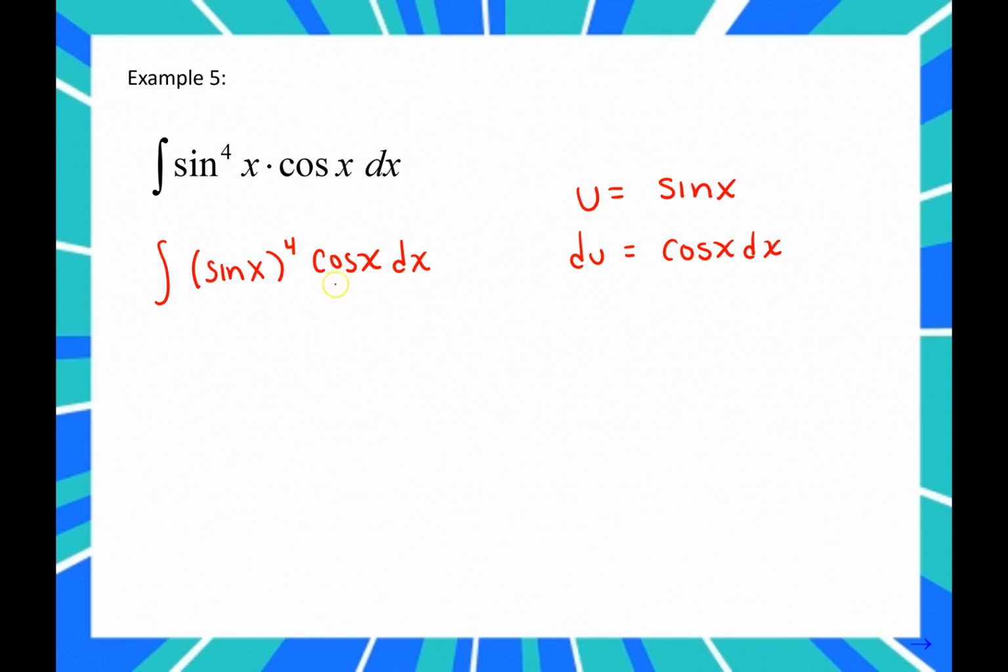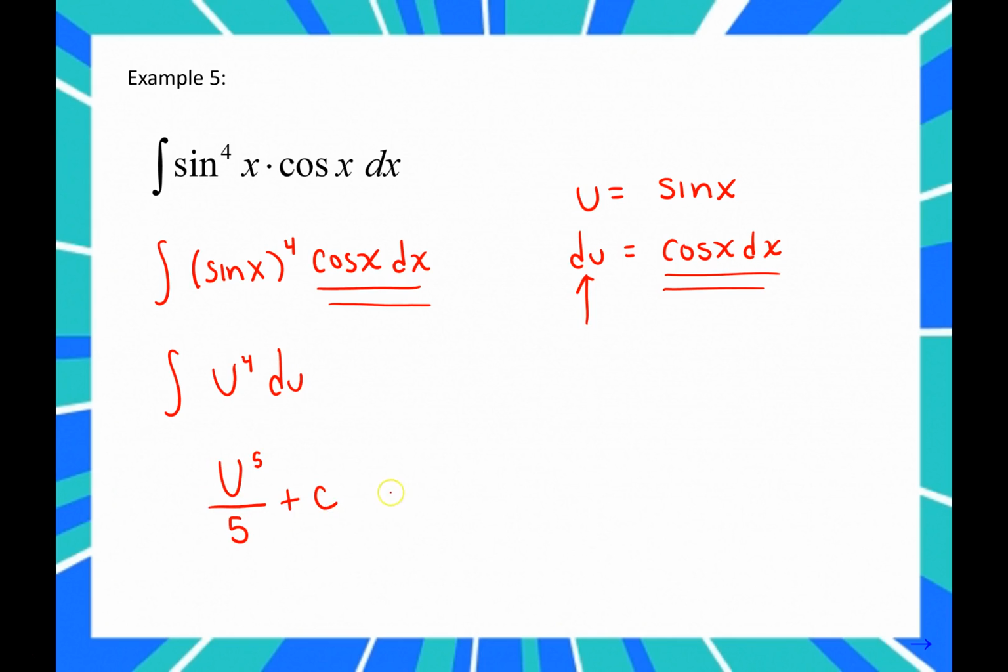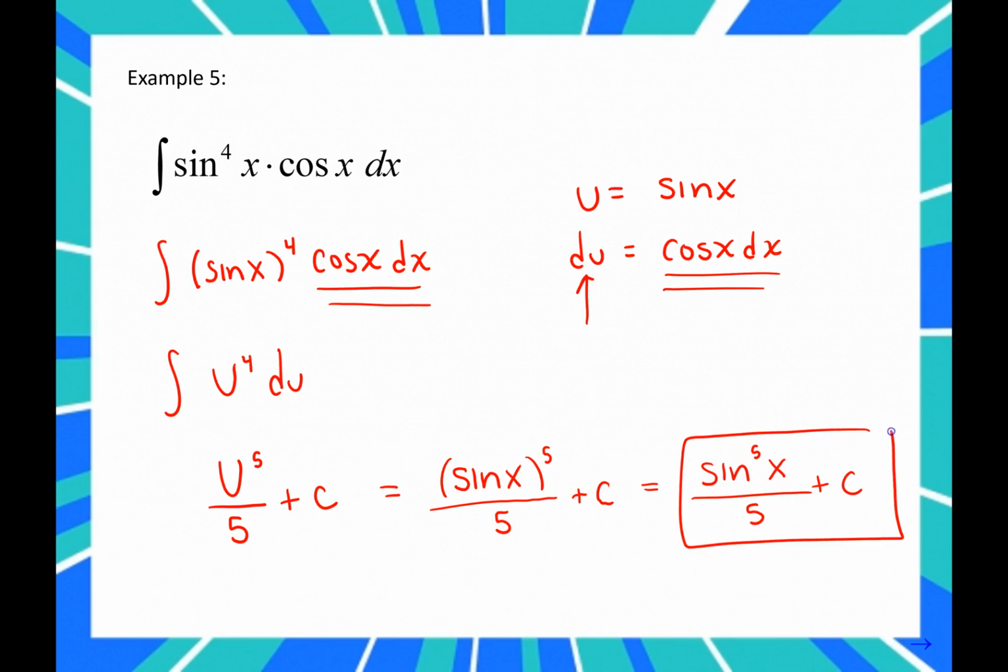And I'm going to see if I have a match. Looks like I do. So I can rewrite this whole thing as u to the 4th, and cosine x dx is a perfect match, so I can write du here. I'm going to go ahead and integrate that, so that's going to give me u to the 5th over 5 plus c, and of course we need to substitute back in, and this is going to be sine of x to the 5th over 5 plus c. And then we want to rewrite that as sine to the 5th x over 5 plus c. There we go.